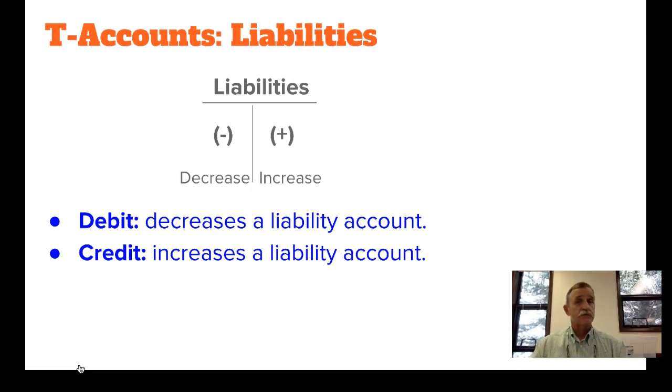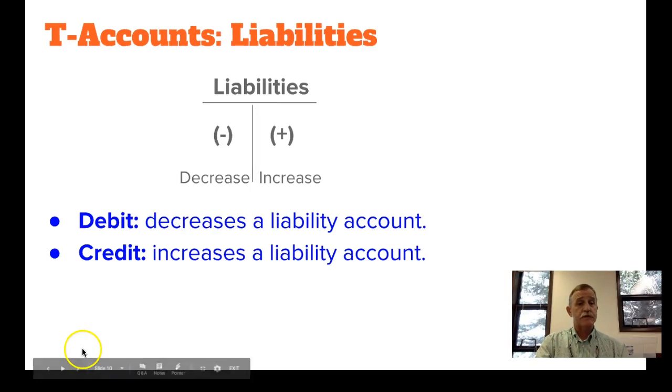Okay? So what if you had to borrow $1,000 to repair that truck? Then that would be an increase to that liability, and you would credit that particular account. Okay, so that's how that liability T account works. The left side is a decrease to that liability, and the right side is an increase to that liability. We're increasing somebody else's share in the business by posting a transaction on the right side. Okay, so that's how that works.